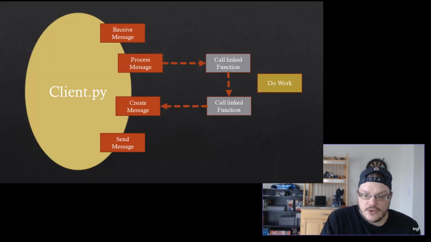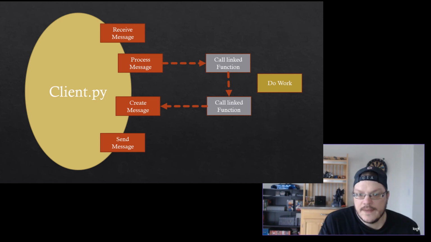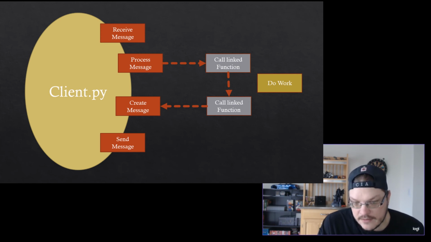But I want to show the execution flow of this code before calling it. Basically, client.py has the message loop that receives the message, processes the message, then calls the function that you override, which does the work. Based on the work done, it will call a function to create a message. That gets sent back to the Interactive Brokers API or application.